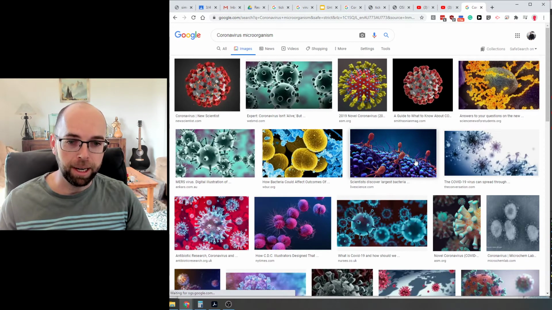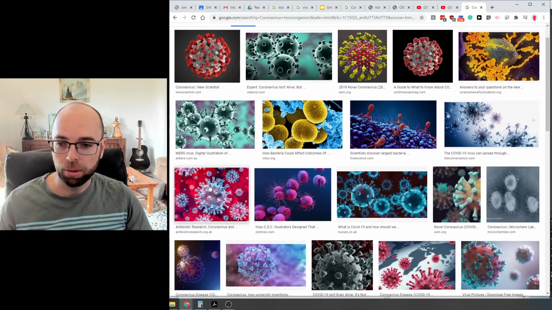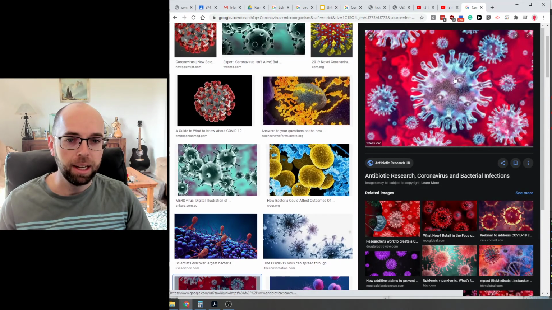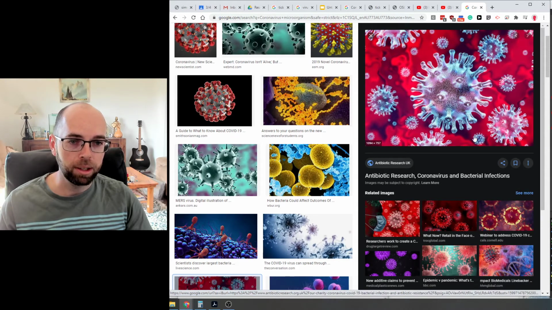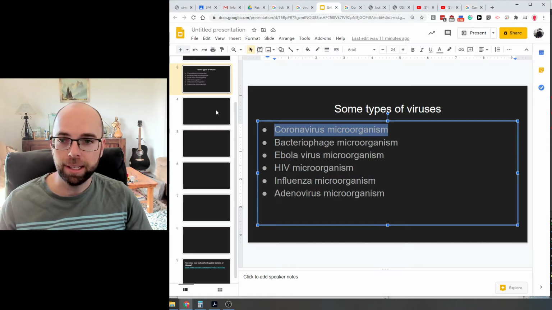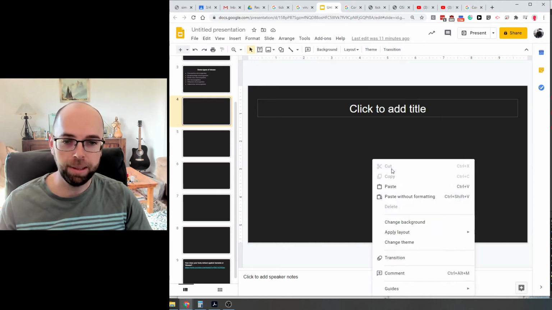Okay, you can actually see some bacteriophages there as well. That's a different one. But I'm going to get a picture of a coronavirus microorganism. Let's see one that I think will be all right. Okay, let's get this one here. Okay, once you've got that, I'll just copy the image, and paste it into the first one here.